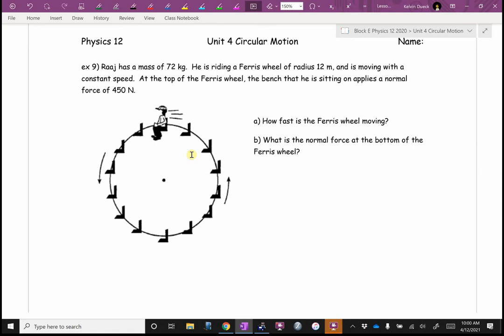Raj has a mass of 72 kilograms. He's riding a Ferris wheel of radius 12 meters, and he's moving with a constant speed. Yeah, Ferris wheels will move at a constant speed, unlike a roller coaster, where you're slower at the top and faster at the bottom. A Ferris wheel is a rigid wheel. At the top of the Ferris wheel, the bench that he is sitting at applies a normal force of 450 newtons. How fast is the Ferris wheel moving?